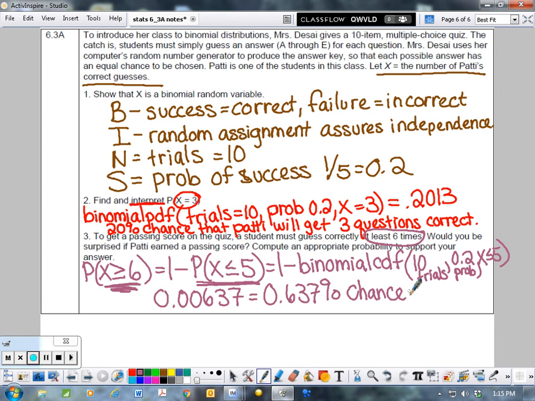Which means those people who get those Scantron final exams and don't even look at it and just randomly bubble in stuff only have a 0.637% chance of actually passing.